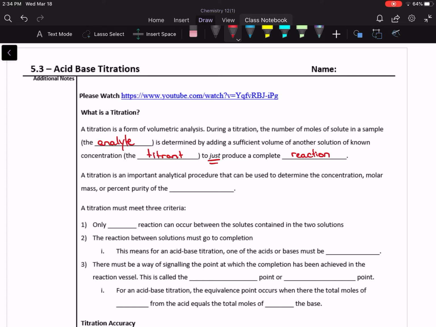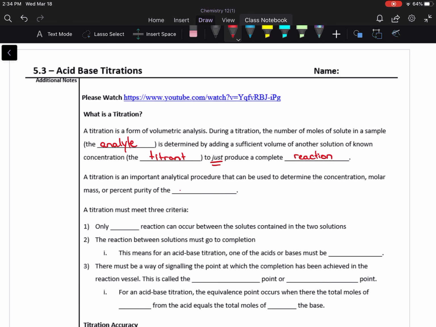Titration is an important analytical procedure that we can use to determine the concentration, molar mass, or percent purity of our analyte.